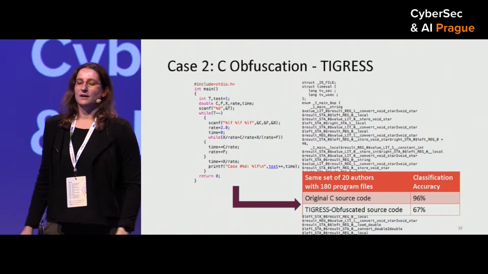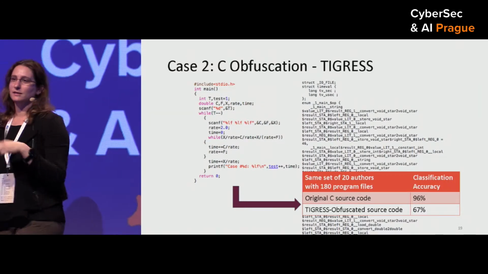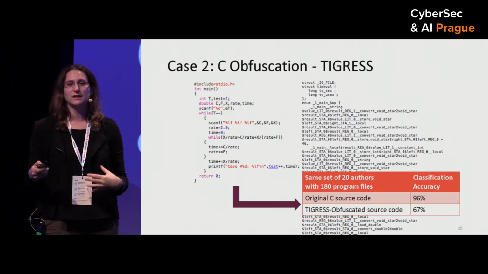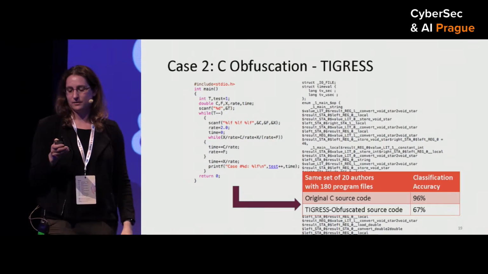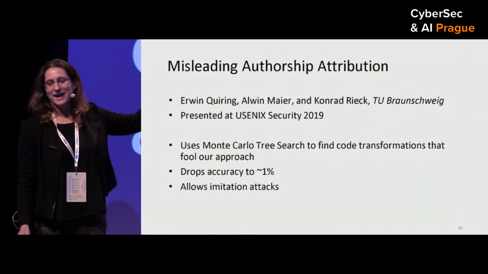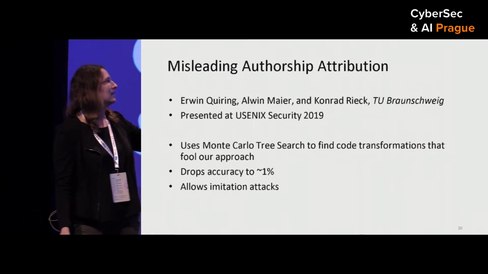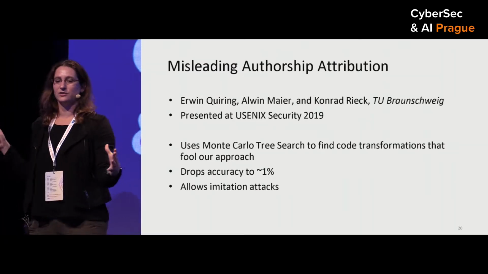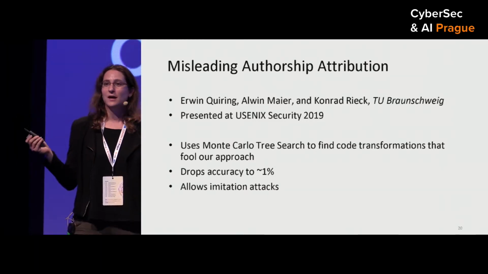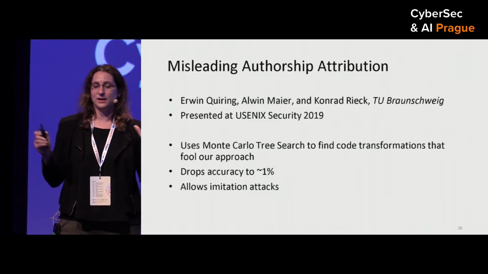Now, this is still not great, but it turns out that, like in all adversarial example work, if you actually target the algorithm that we're using and try to find things, then things work much better. There's a paper, not by us, in USENIX Security 2019 that, if you think this is interesting, I encourage you to look at. They use Monte Carlo tree search to find code transformations that will fool this approach, and it works very well. It reduces the accuracy to around 1%, and it allows various imitation attacks.